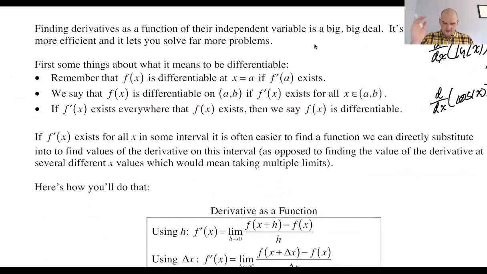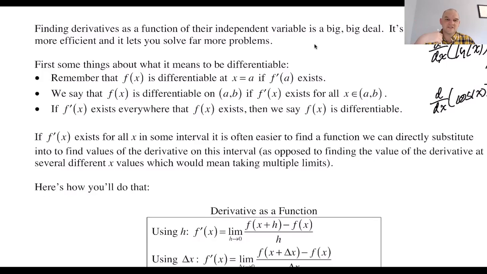So f of x is differentiable at x equals a if f prime of a exists. All right, so you're going to hear that a lot. Function is differentiable at a point. As soon as you know that, you know it means the derivative exists at that point, which means there's a slope, there's a tangent line, a lot of stuff going on.